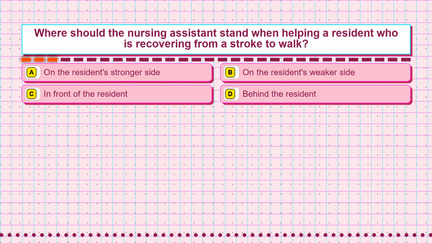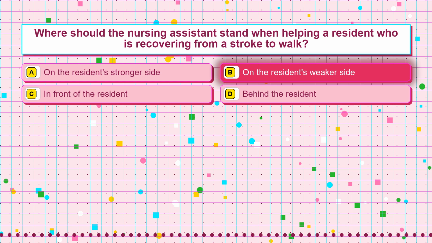Question 37. Where should the nursing assistant stand when helping a resident who is recovering from a stroke to walk? Option A, on the resident's stronger side. Option B, on the resident's weaker side. Option C, in front of the resident. Option D, behind the resident.